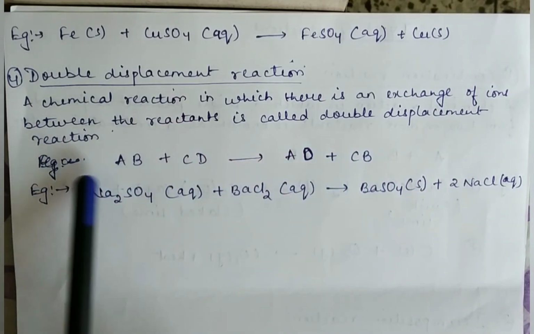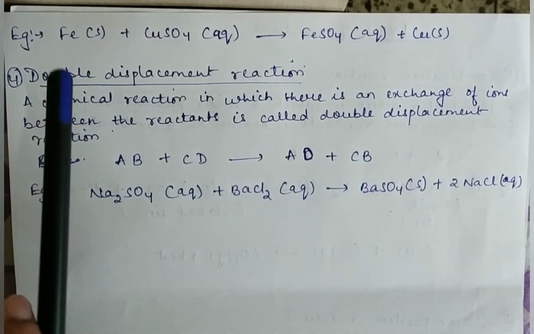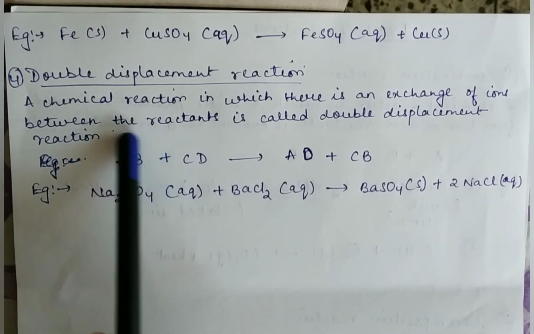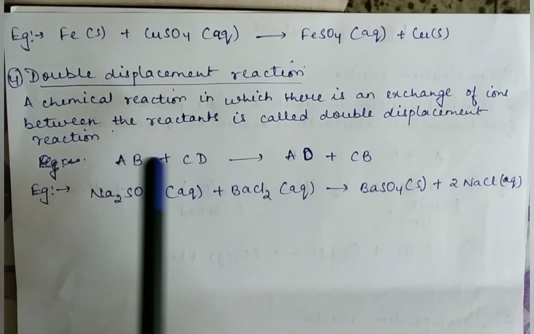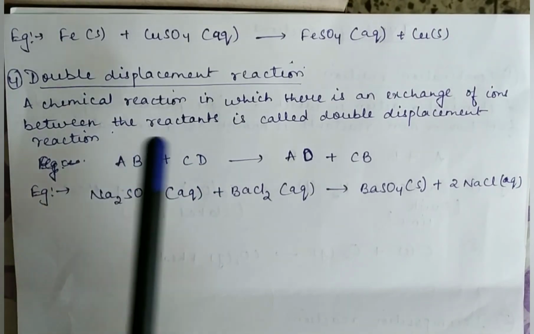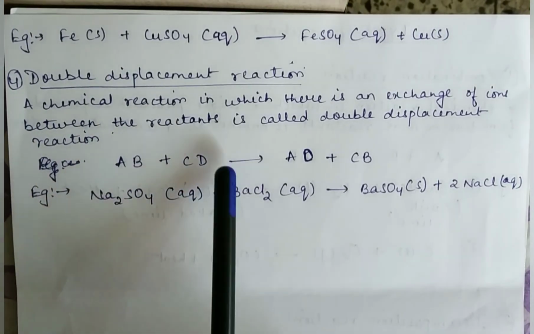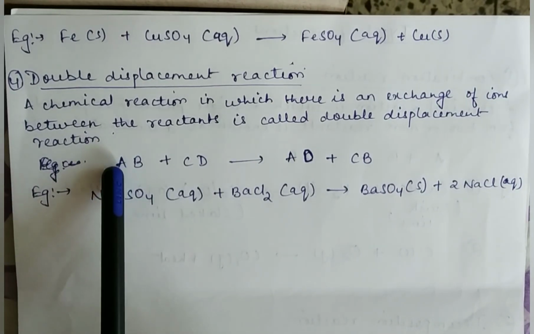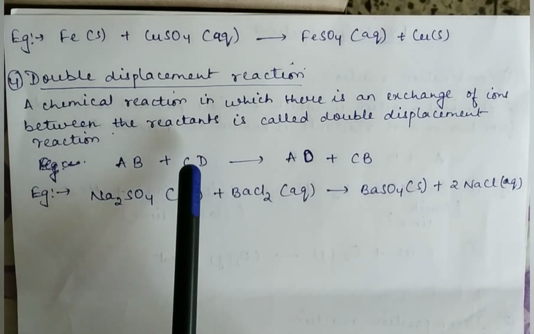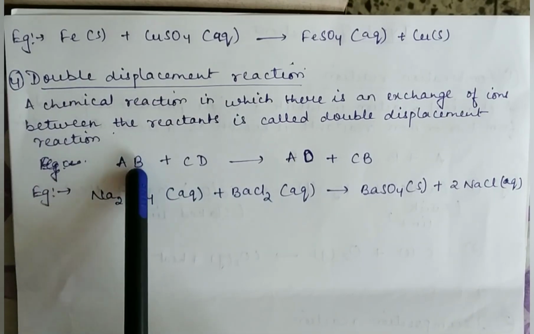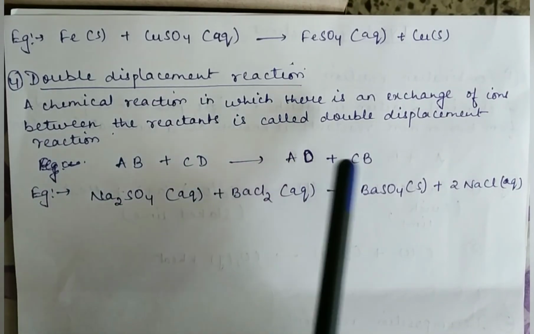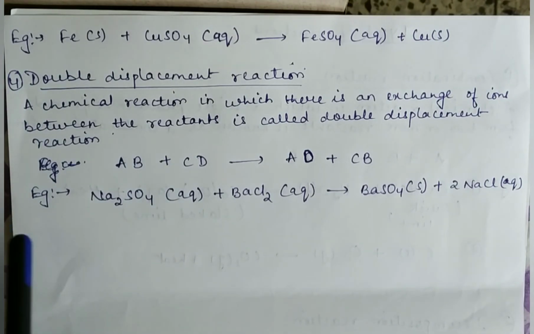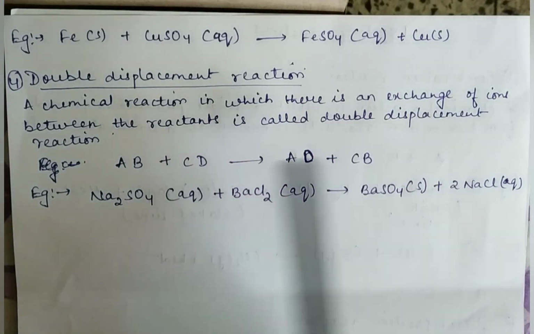The general representation of double displacement reaction is this. Here we have two compounds, AB and CD. These two compounds exchange their ions and form AD plus CB. You can see A has exchanged its position with C and also B has changed its position with D. So there are a total of two displacements. Let us try to understand this with an example.